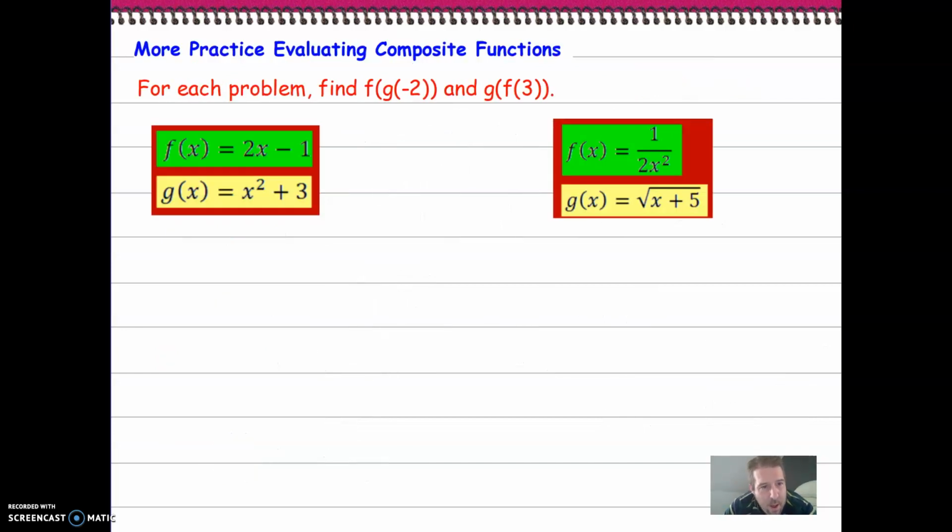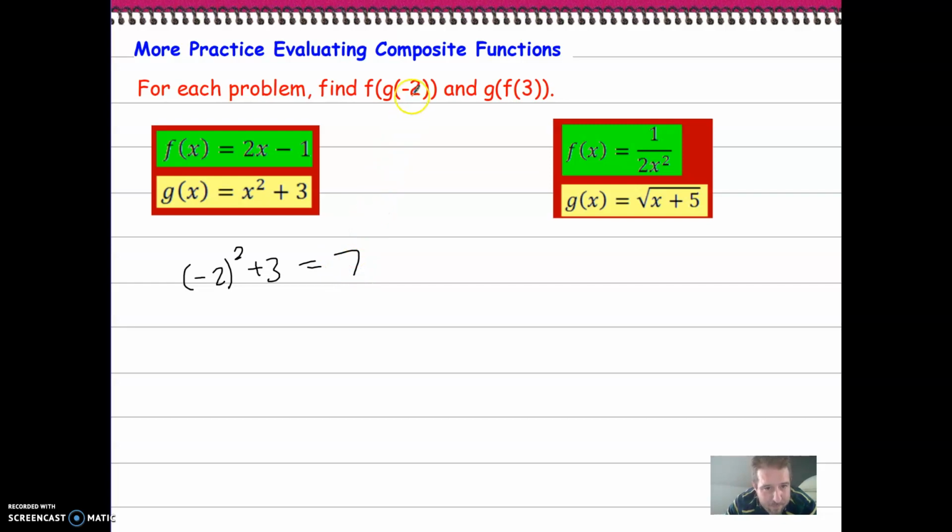Okay, so more problems on evaluating composite functions. So we have two functions, f of x and g of x. It says find f of g of negative 2 and g of f of 3. So we're going to find both, and I'm just checking the time. We've got enough time. So find f of g of negative 2. So g of negative 2 would be negative 2 squared plus 3, which is 4 plus 3, which is 7.